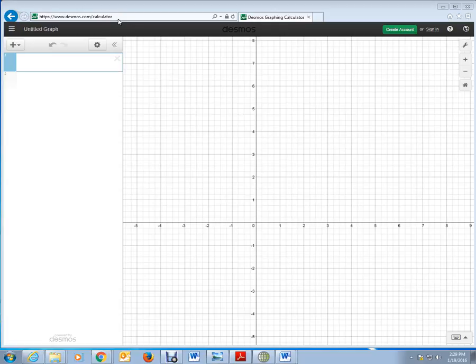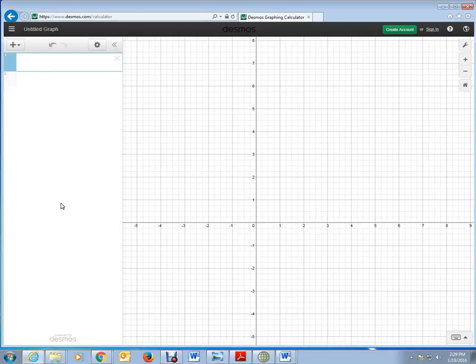It graphs implicitly defined functions. I mean, you name it, it works to graph things. And once you go to that website, www.desmos.com, click on Launch Calculator. You'll get used to doing that, and that should bring you to a screen that's similar to this one that you see here. So here's the graphing window, and this is where we're going to input our equation to be graphed.